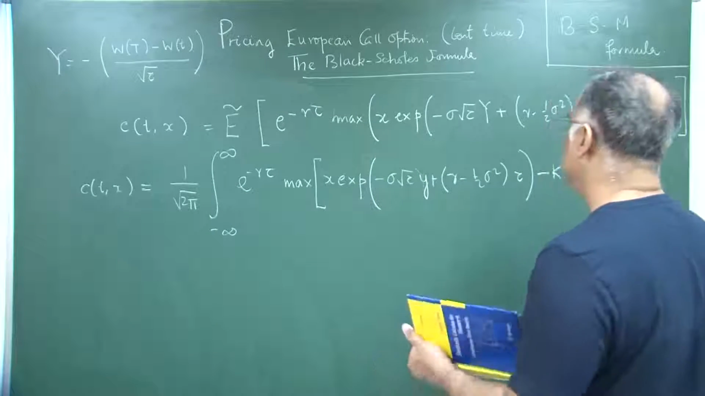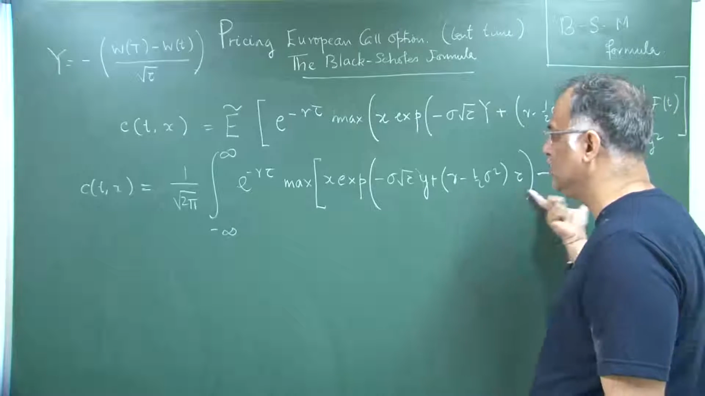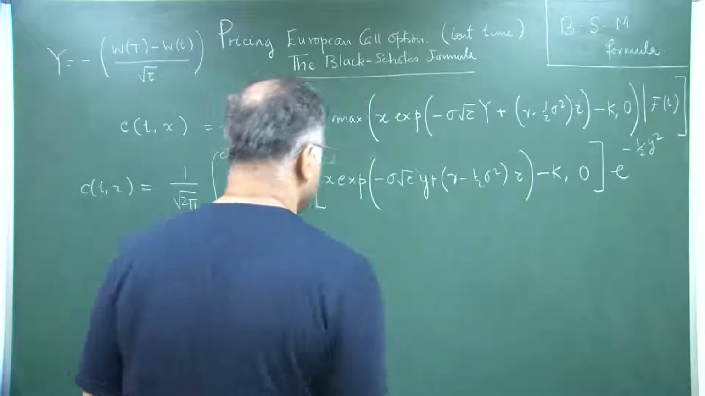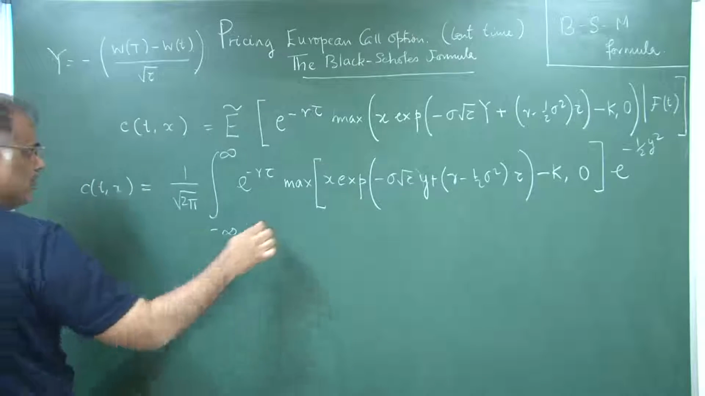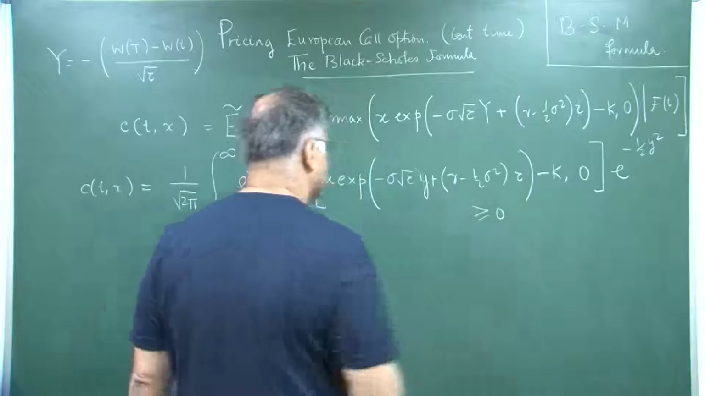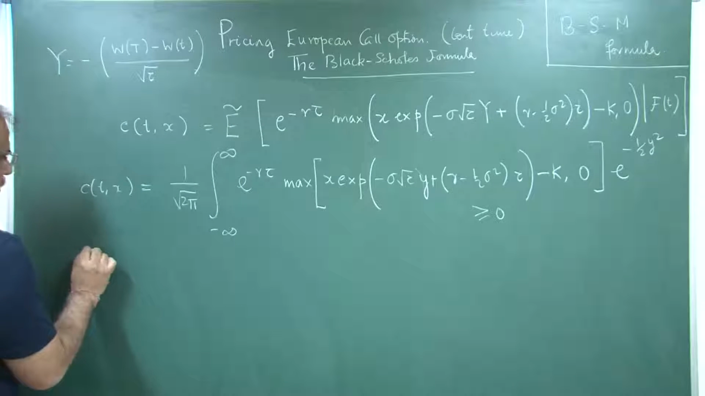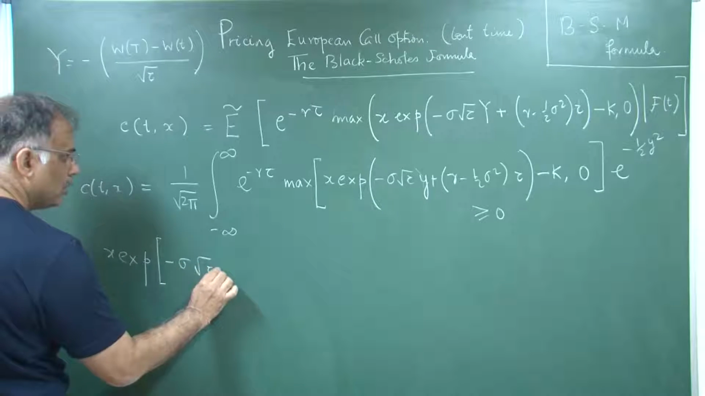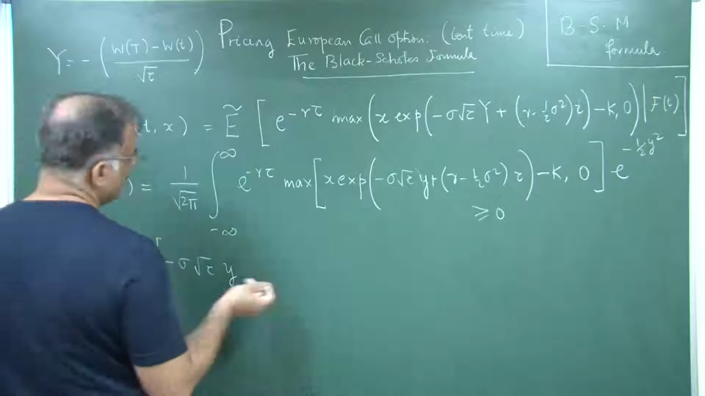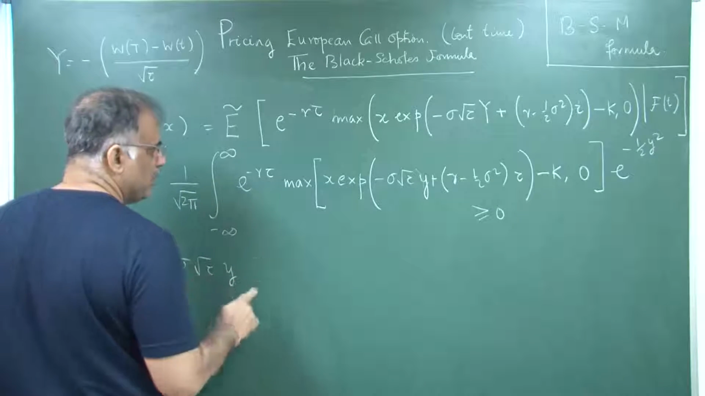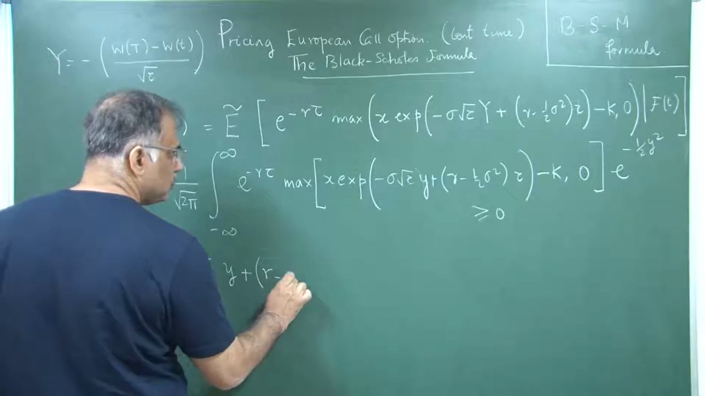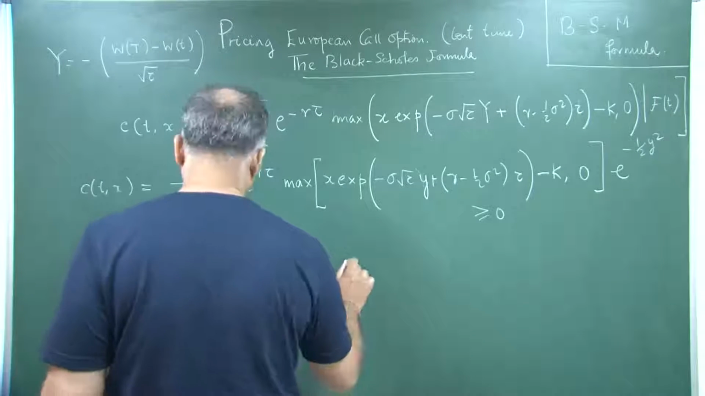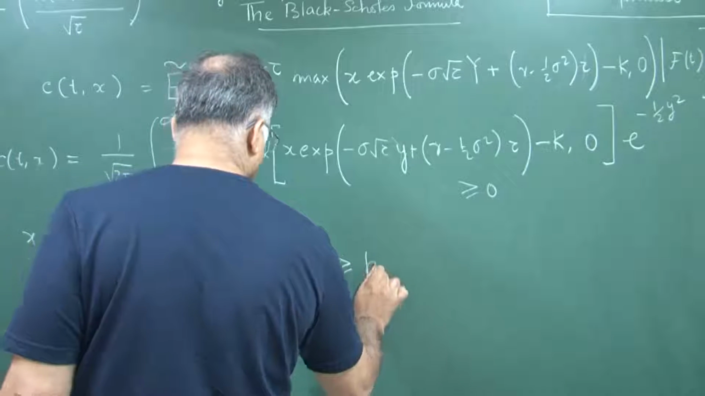So, basically this expression is meaningful when this is greater than or equal to 0, otherwise it is 0. So, to find when this expression is greater than or equal to 0, we ask: when is x into exponential of minus sigma root tau y, the sign issues come here actually, it does not matter, it is just a matter of convenience, plus r minus half sigma square tau, greater than k, sorry, k.